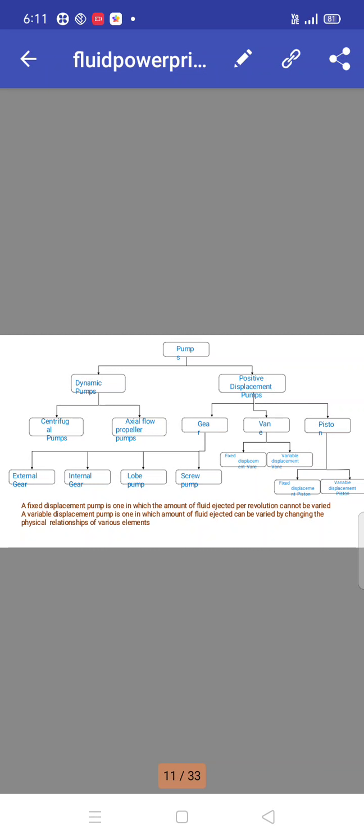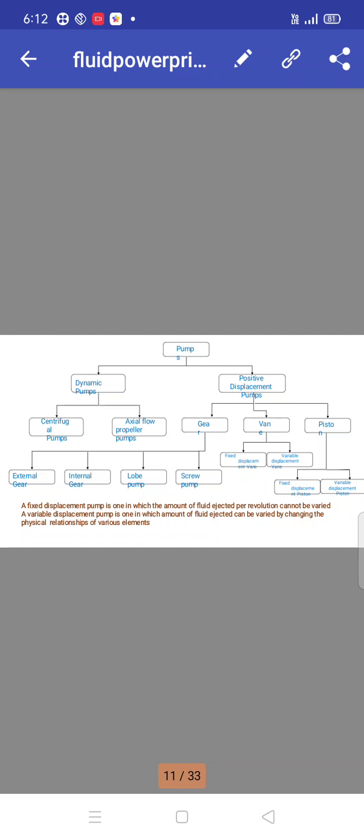The gear pump is again categorized into external gear, internal gear, lobe pump and screw pump. Then the vane pump is categorized into fixed displacement pump and variable displacement pump. Likewise, piston pumps are also categorized into fixed displacement pump and variable displacement pump.